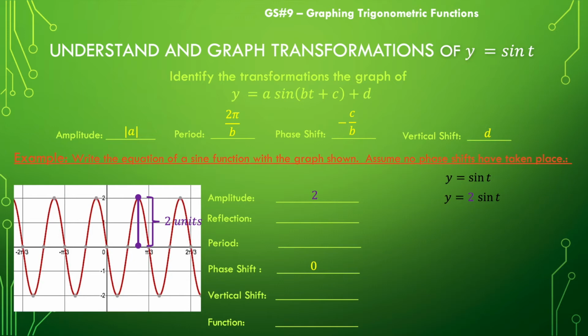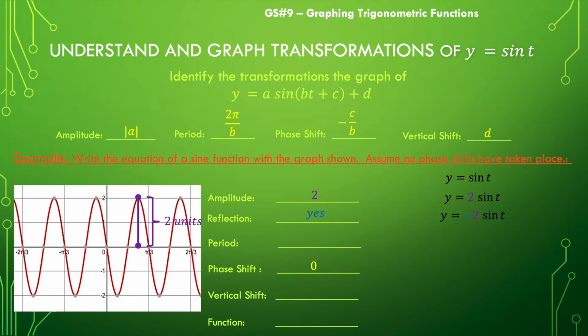Now we want to know, does this have a reflection? Since there is no phase shift, I look at the y-axis and notice that it is going down to a valley before it goes up to a peak, which means yes, there is a reflection. So we're going to go ahead and add that negative to the coefficient of sine of t.